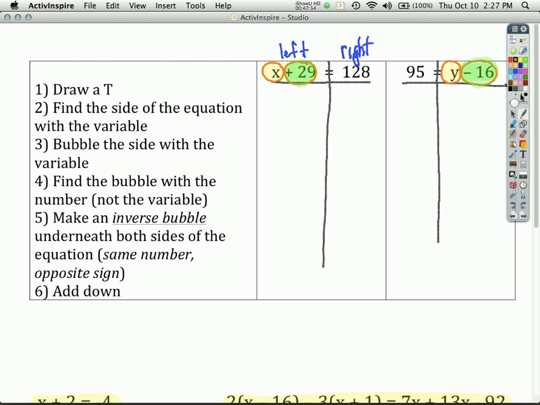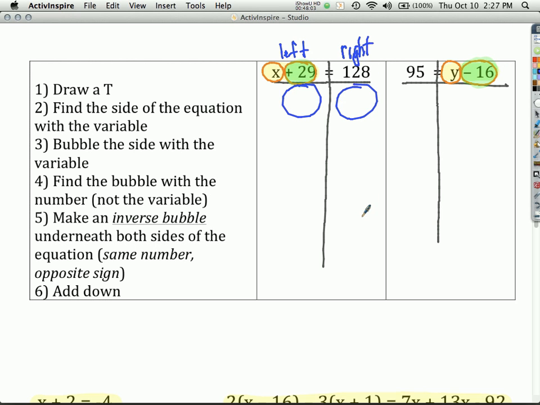So now that we're looking in the right place, we're going to create what's called an inverse bubble, which means we're going to put a bubble here and a bubble underneath the other side, and the bubble's going to be the inverse of the number that I'm looking at. So what's the inverse of plus 29, Isabella? Minus 29 or negative 29, it's the same thing. Same thing over here. Inverse bubbles. What's the inverse of the number we're focusing on? Gloria? Positive 16. Very good. And so we do it on both sides.